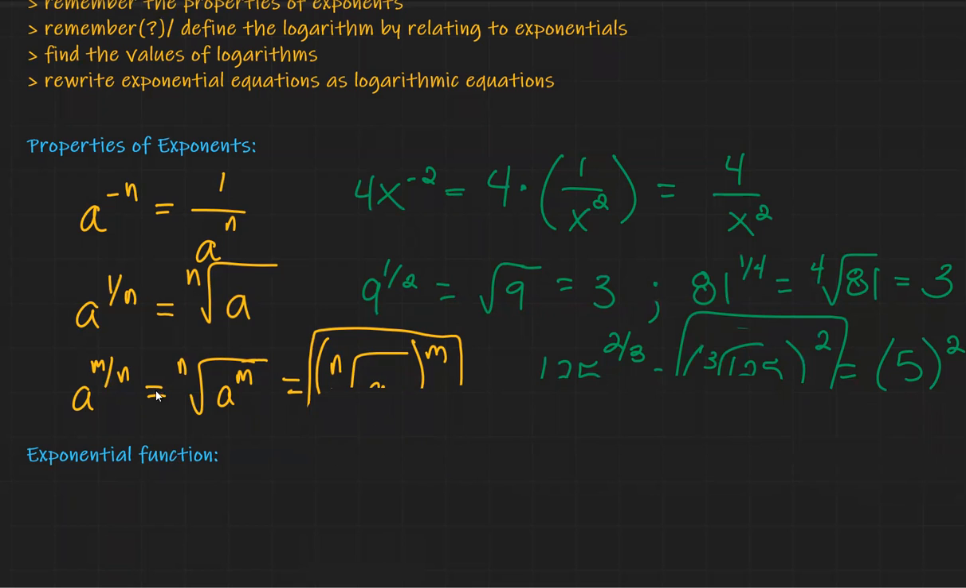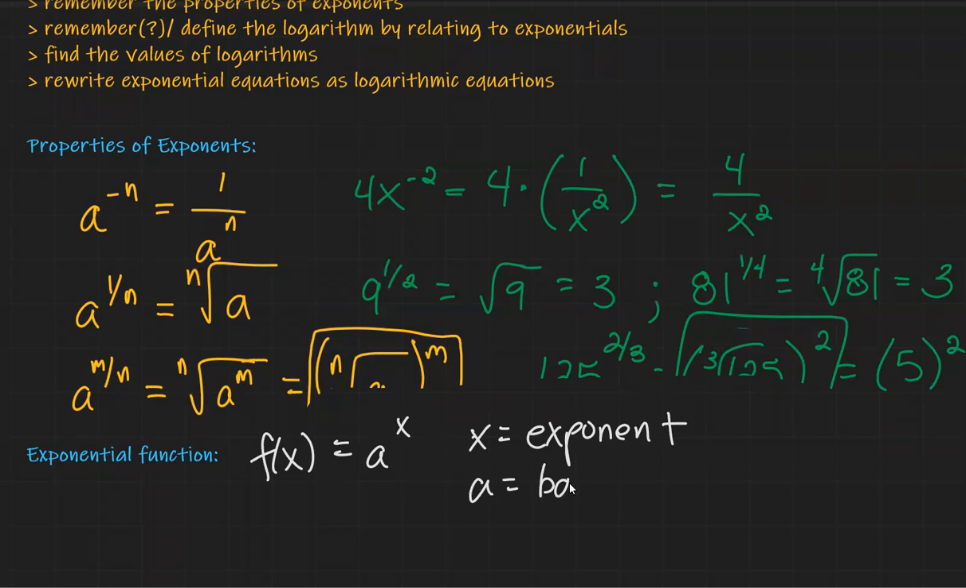So the exponential function, that's our f of x, is equal to some number a to the x power. Okay, that's our exponential function because our x, our input, is the exponent, right? So let's write that down. x is the exponent, right? That's why it's called an exponential function. And then we call a our base.